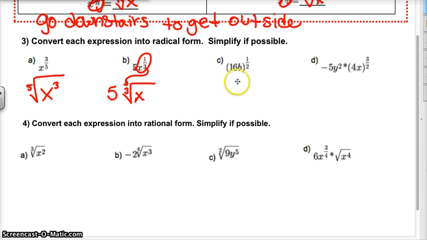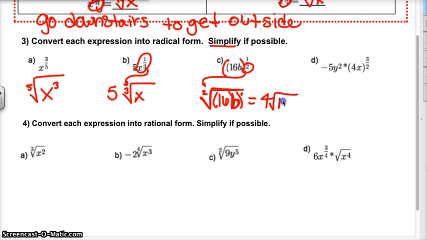In this particular problem, the 1/2 is touching everything because of the parentheses. So it's the square root. You have to go downstairs to get outside, so the 2 is on the outside. And here, the 16 and the b are both underneath, and there's a 1 here, but we don't have to write it. The idea of simplify if possible. Do you know what the square root of 16 is? I sure hope so. The square root of 16 is 4, but I can't take the square root of b. I don't really know what that is. So it's going to stay a b.